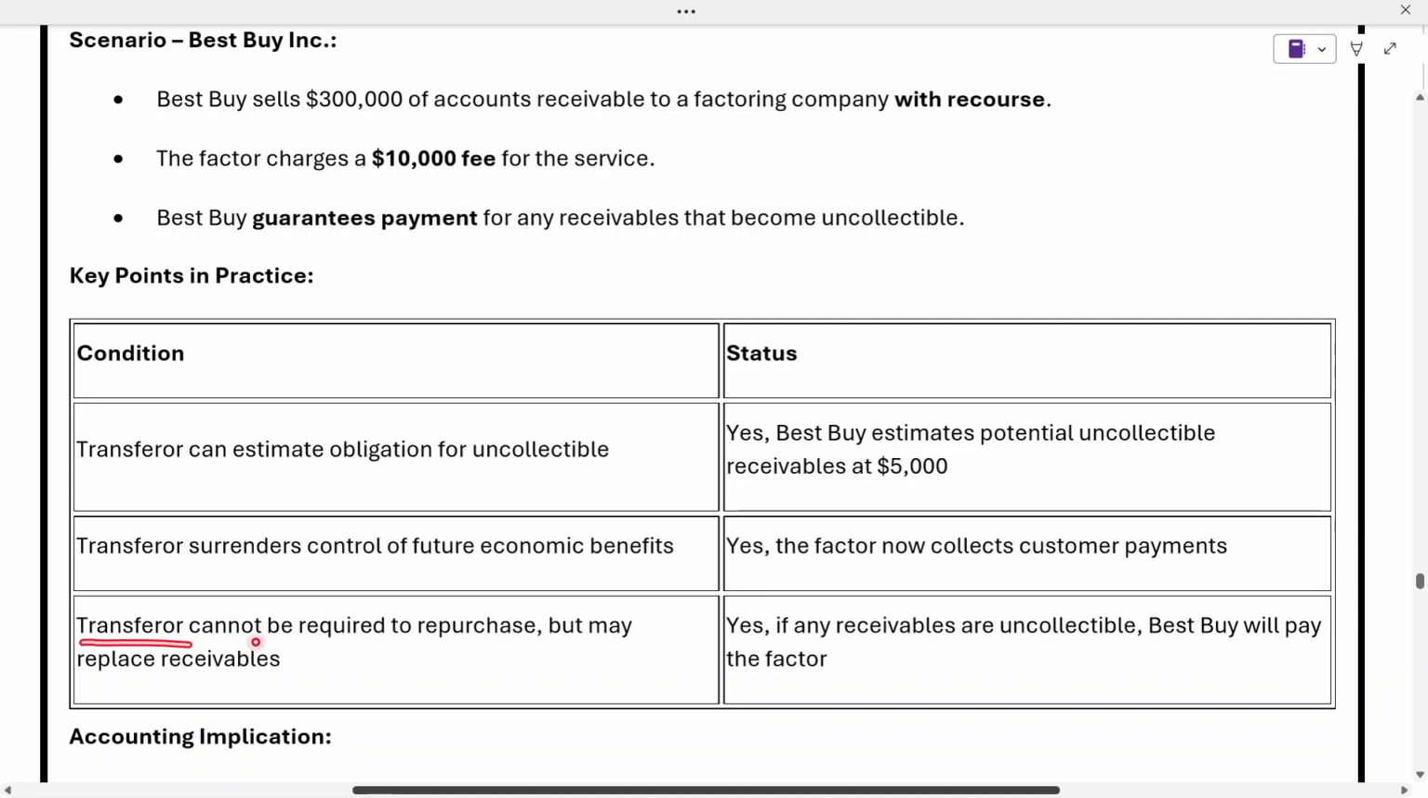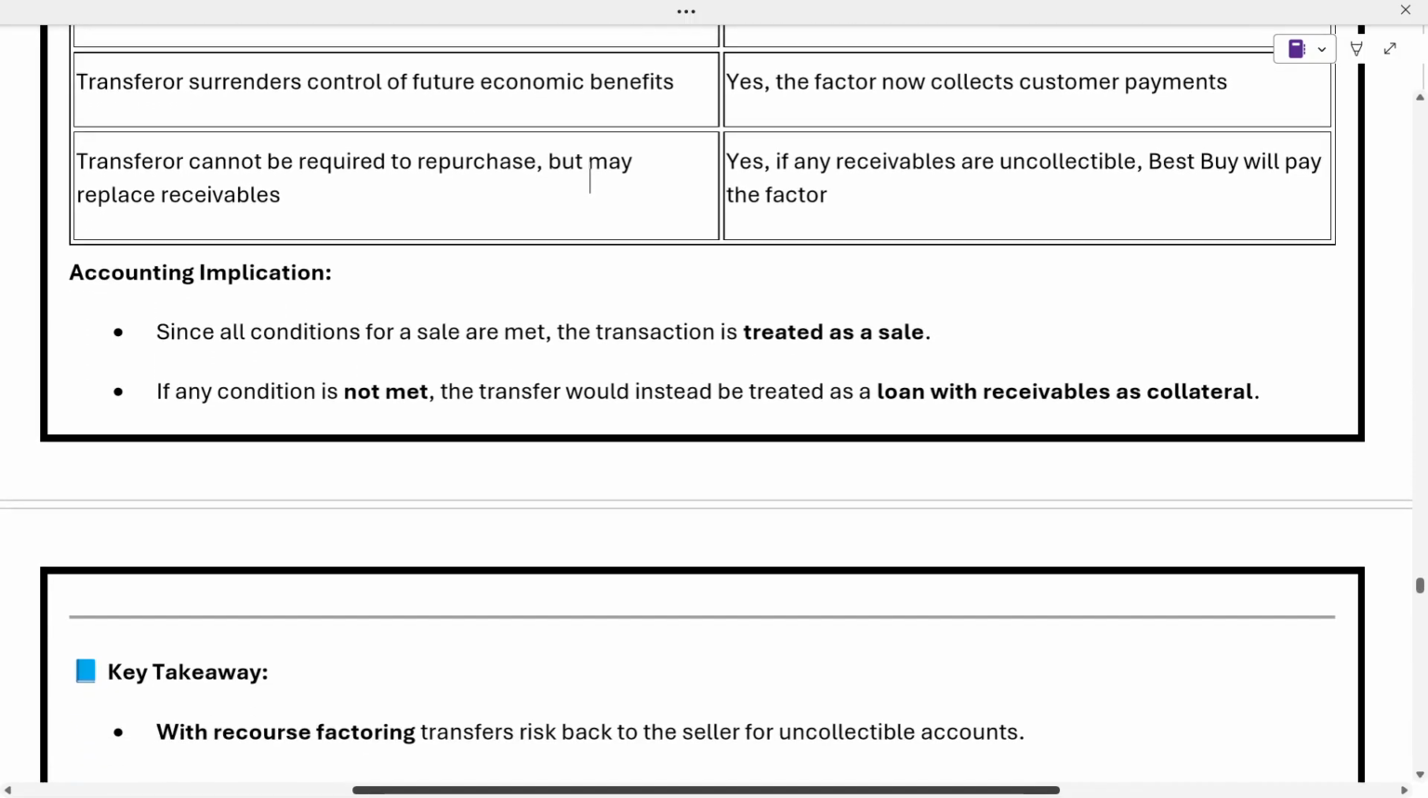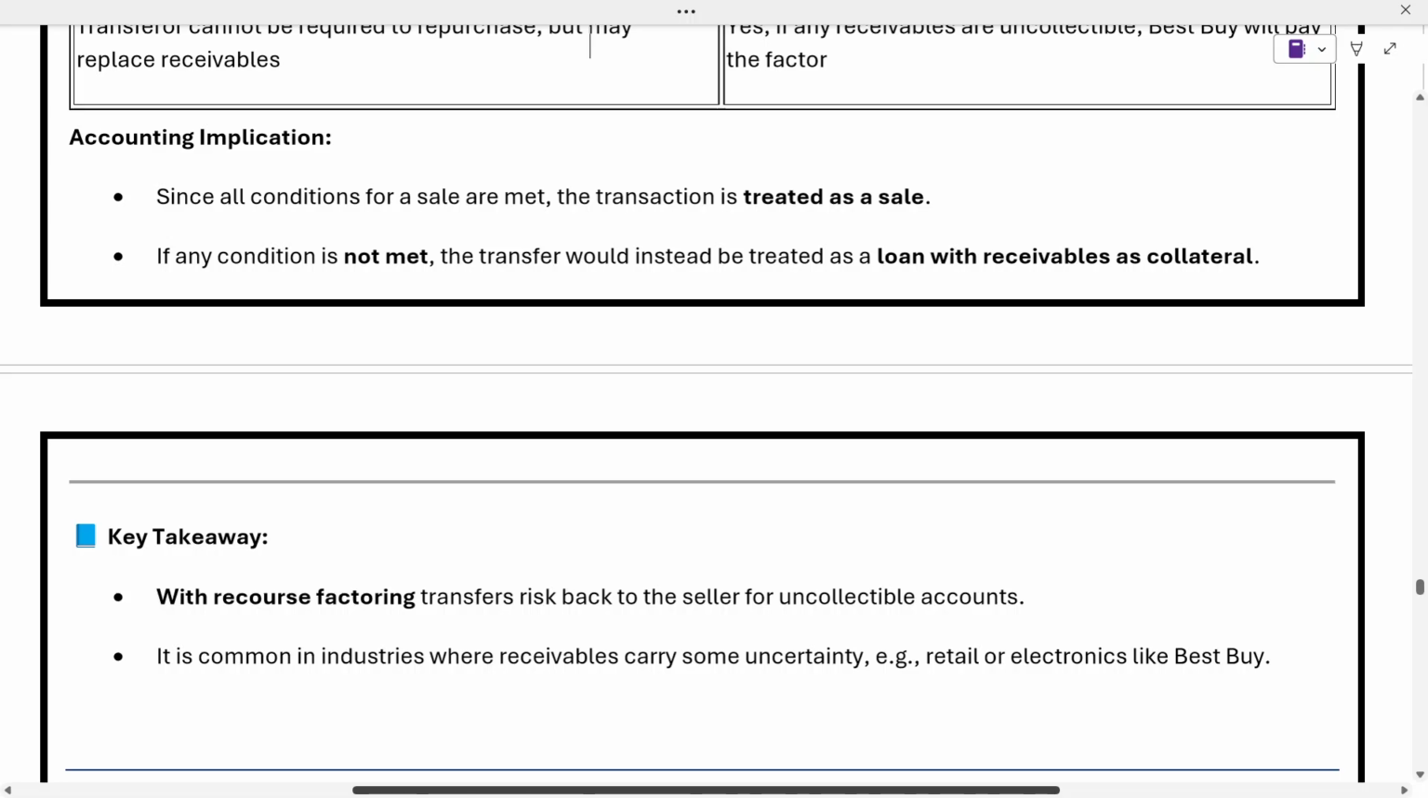The transferor cannot be required to repurchase but may replace receivables. It simply means that if any receivables are uncollectible, that some become bad, Best Buy will pay the factor. At the end, conclusively, the factor company will get its entire money from Best Buy or the debtors. If debtors don't pay, then Best Buy will pay. So the accounting implications will be like this.